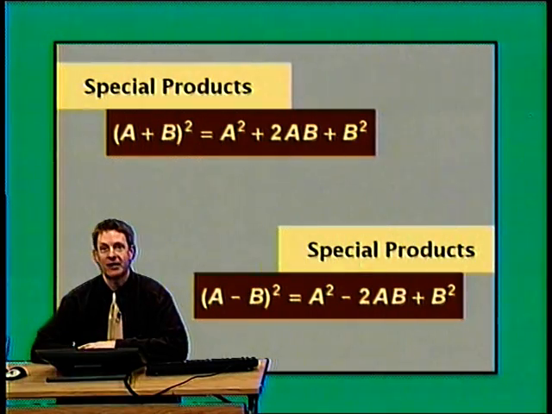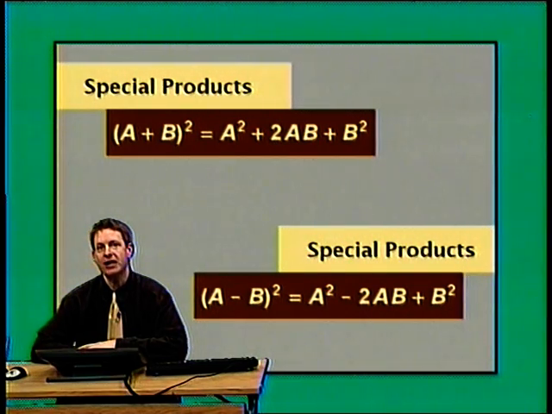We're going to begin our discussion by reminding ourselves about a couple of special products. When we square the binomial a plus b, the result is a squared plus 2ab plus b squared. Similarly, when we square the binomial a minus b, the result is a squared minus 2ab plus b squared. These trinomials on the right side of the equal sign are called perfect square trinomials. a squared is a perfect squared term, and b squared is a perfect squared term, and this trinomial came from squaring the binomial a plus b or a minus b.